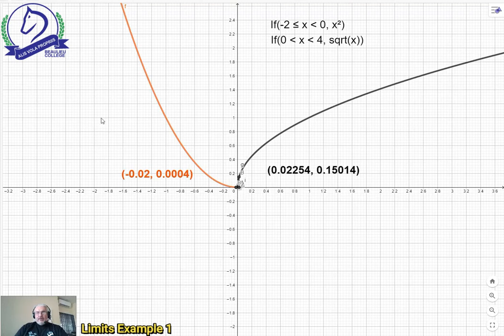So if I were to say what is the limit of this function as x approaches 0 from the left, the limit is 0, and from the right the limit is also 0, which means that this function has a limit of 0 as x approaches 0.